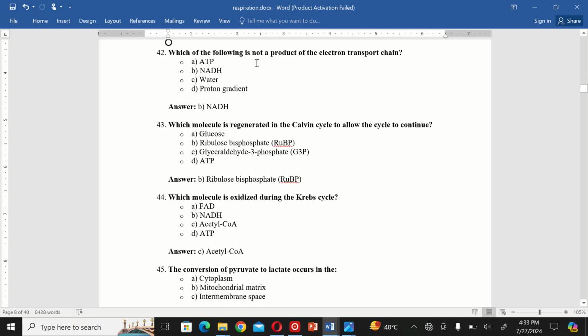Which of the following is not a product of the electron transport chain? A. ATP, B. NADH, C. Water, D. Proton gradient. So the correct option is B.